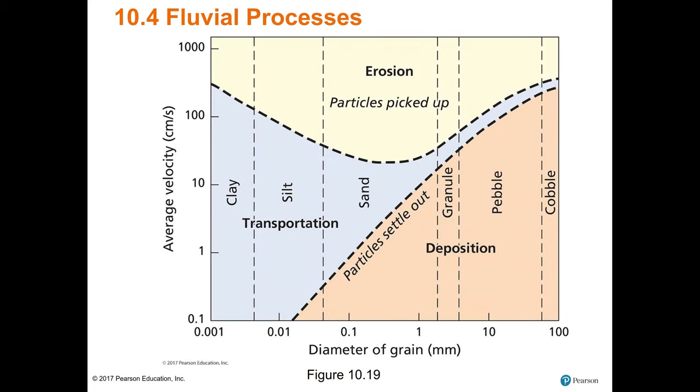This is the modified Hjulström diagram. I'm not going to test you on it, but across the side you can see the velocity and across the bottom the size of material. At very low velocity you can transport clay. As the velocity increases, you can transport silt and sand and then pebbles and cobbles as a river flows faster and faster.